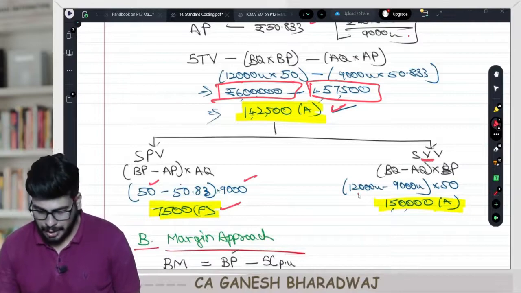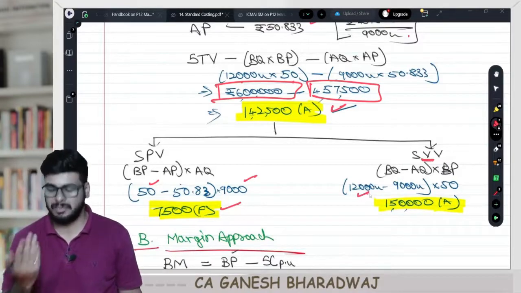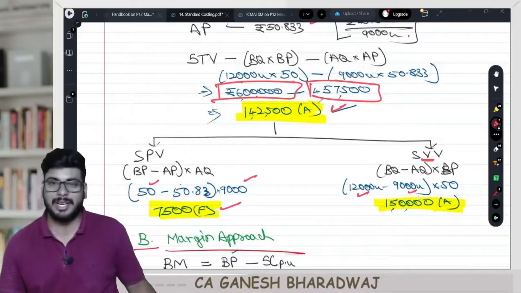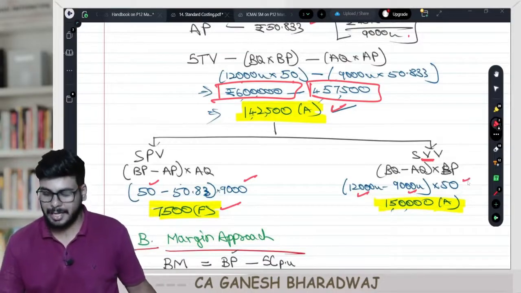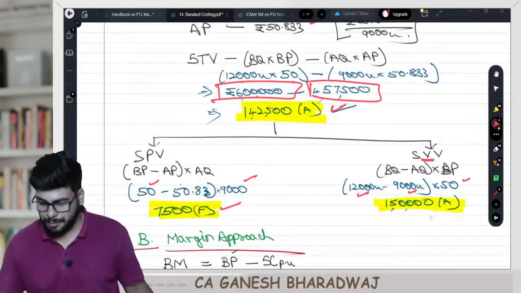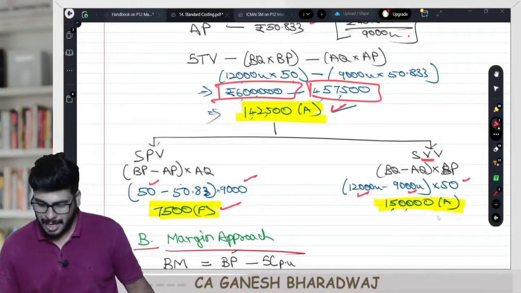Whereas what has happened, the issue happened only on the volume side. The budgeted quantity, I planned to sell 12,000, but I was able to sell only 9,000 units. I sold 3,000 units less, and every unit I planned to sell it at how much? 50 rupees selling price. So basically, because of drop in volume, I sold how many units less?